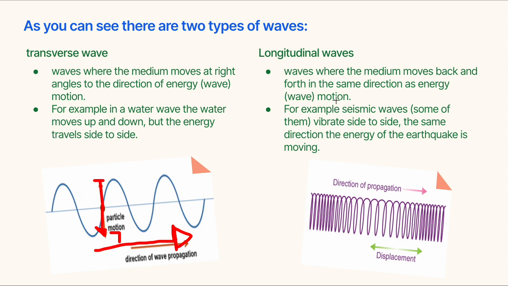In contrast to that, we have longitudinal waves. These are waves where the medium moves back and forth in the same direction as the energy is moving. So in this case, you have kind of a slinky here, right? So the slinky coils move this way, and then they move back this way. And then the energy is moving in that direction, or the wave is moving in that direction. So they're kind of parallel or moving in the same plane as opposed to moving at 90-degree angles to each other.